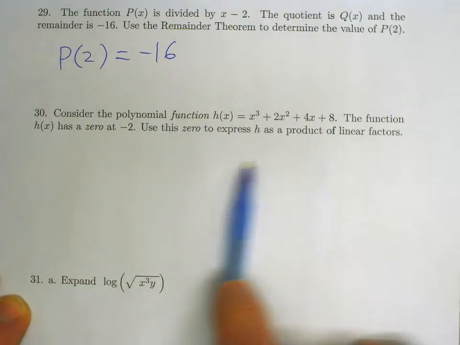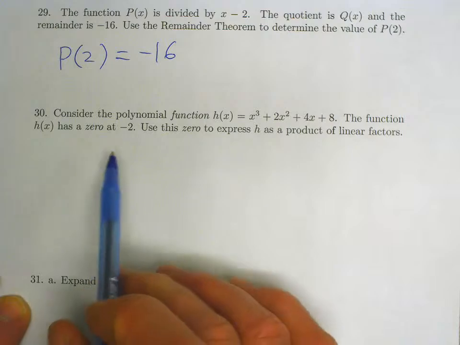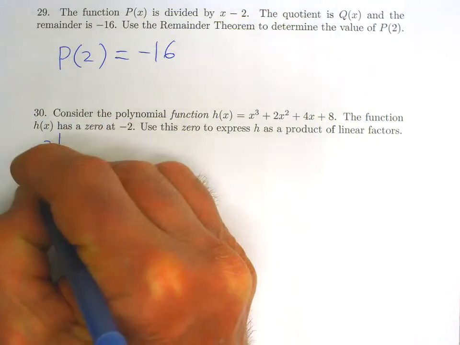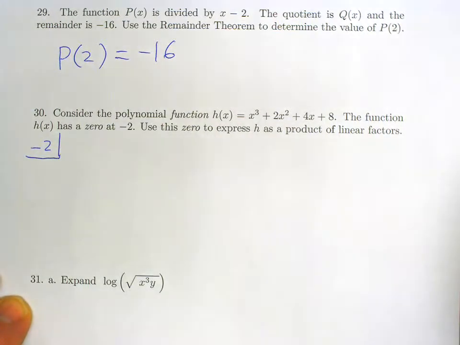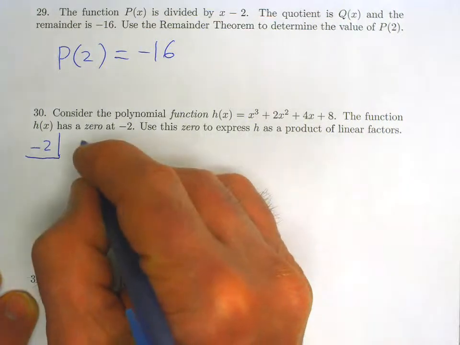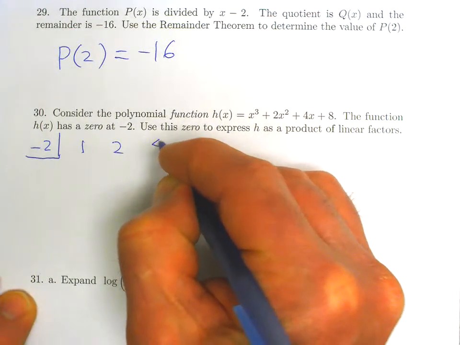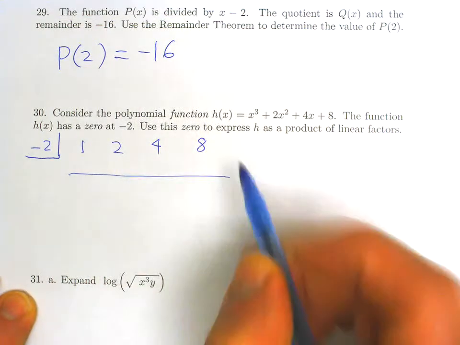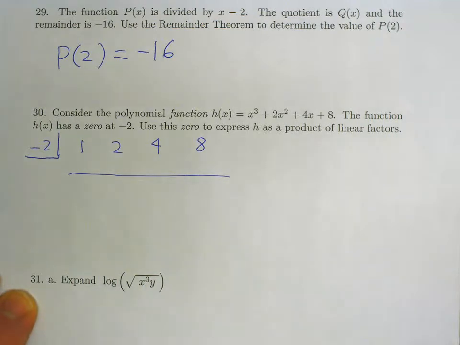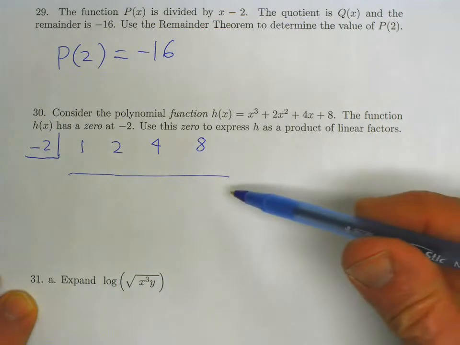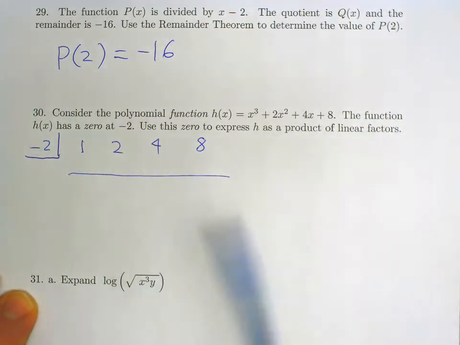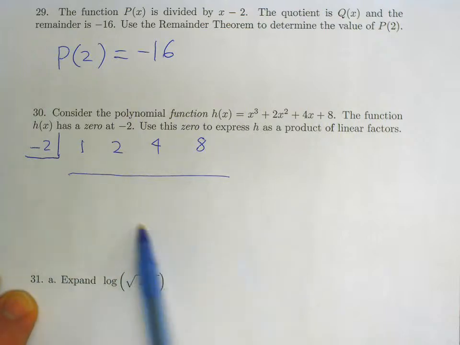And we can use long division or synthetic division. It might be easier to use synthetic division. So we put negative 2 up in the upper left corner box. Then write down the coefficients of h of x. They are 1, 2, 4, and 8. Well, we're told that negative 2 is a 0 of that function, so we're expecting a remainder of 0. If we don't get a remainder of 0, then somebody is wrong. Either the problem is misstated or there's an error in the arithmetic.